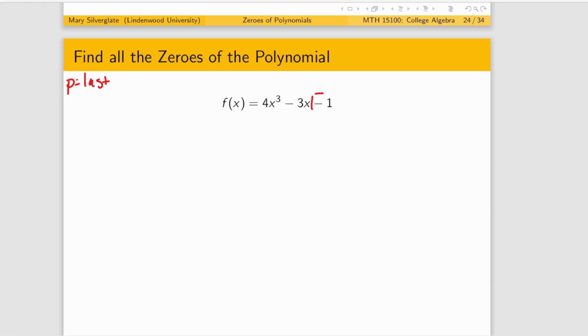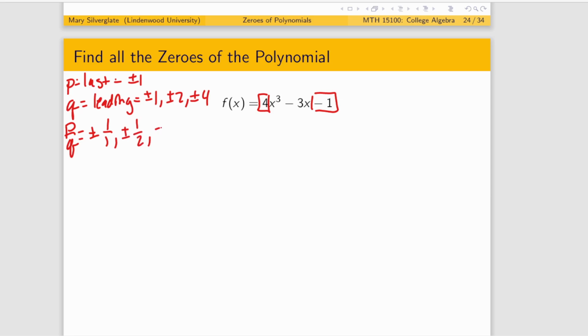In this case, our last term is negative 1, so its only factors are plus or minus 1. Q is for the leading term, which in this case is 4, so plus or minus all the factors of 4, which would be 1, 2, and 4. And now I want to combine that to make my actual list of potential factors, so 1 divided by 1, 1 divided by 2, and 1 divided by 4. And those are pretty much simplified, except for 1 divided by 1, which simplifies to 1.